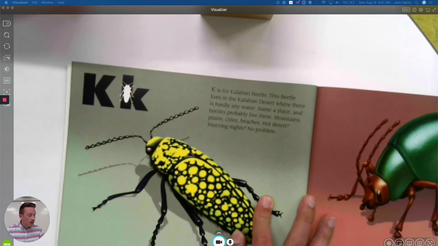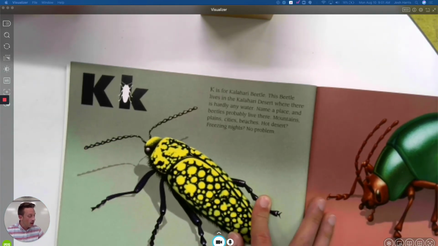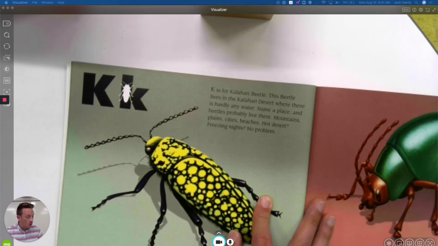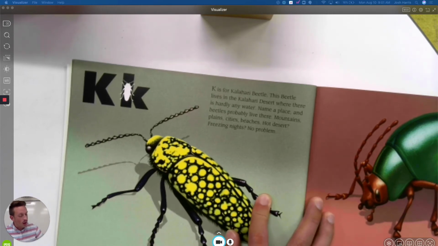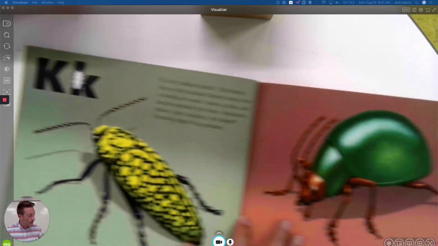K is for Kalahari beetle. This beetle lives in the Kalahari Desert where there is hardly any water. Name a place beetles probably live. So name a place and beetles probably live there. Mountains, plains, cities, beaches, hot desert, freezing nights, no problem.